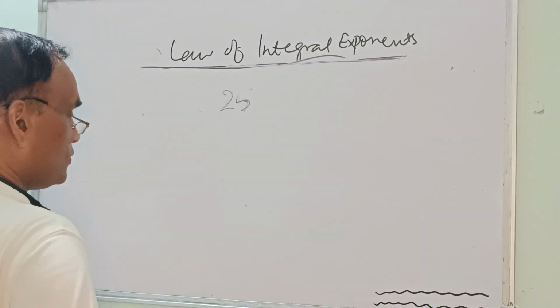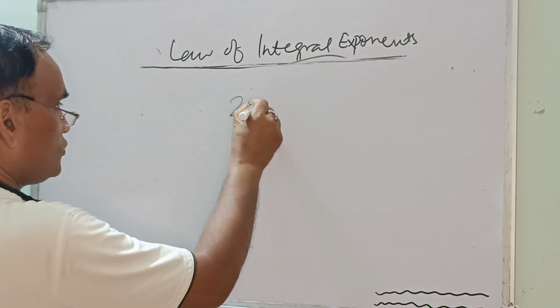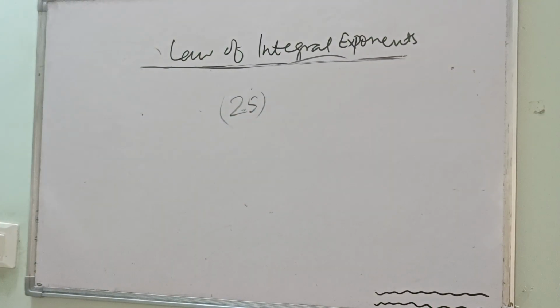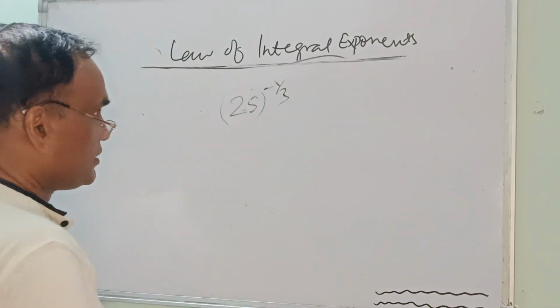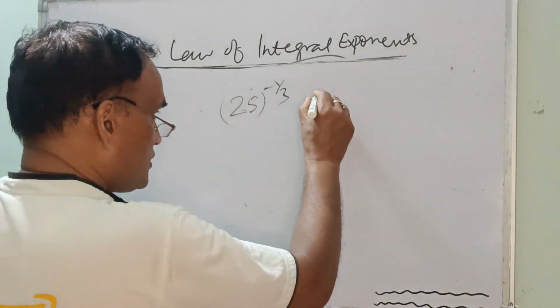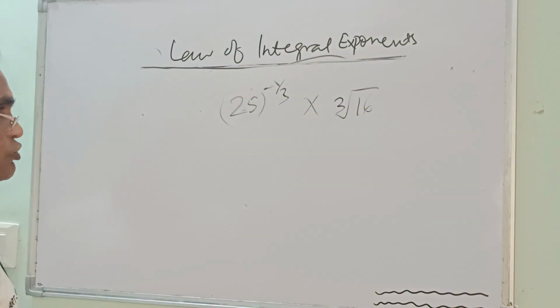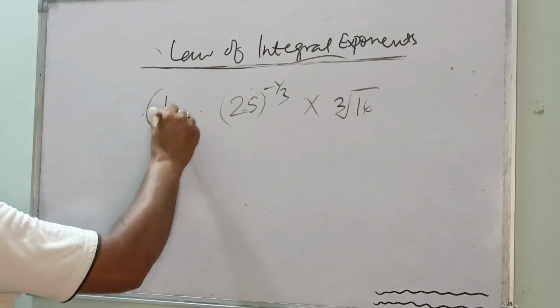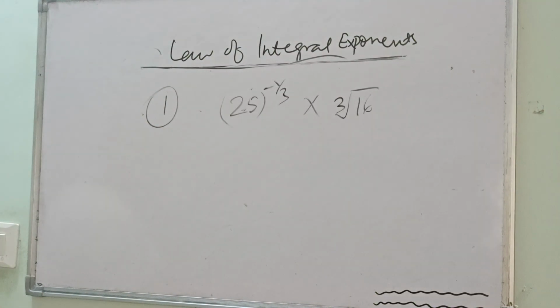Question 25 to the power minus 1 upon 3, multiplied by the cube root of 16. This you have to solve. Just one very simple question. 25 to the power minus 1 upon 3, cube root of 16.